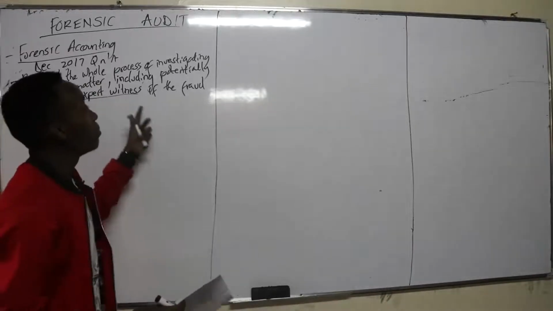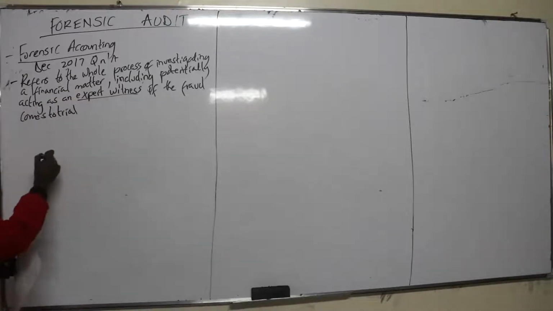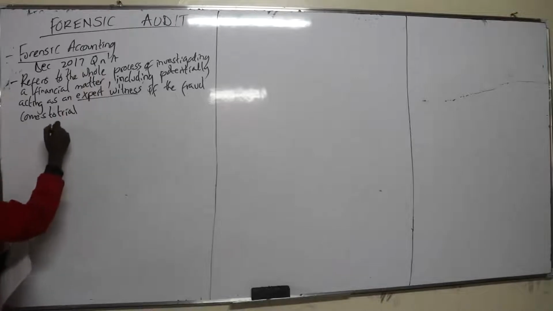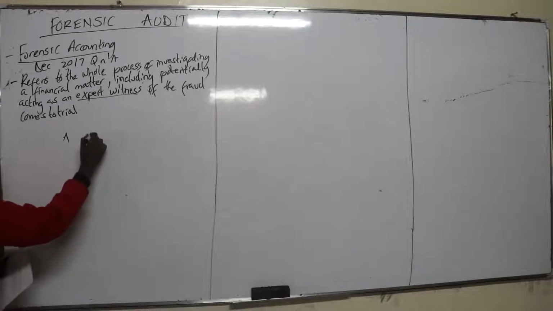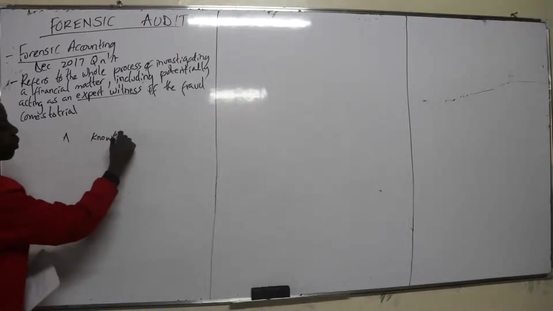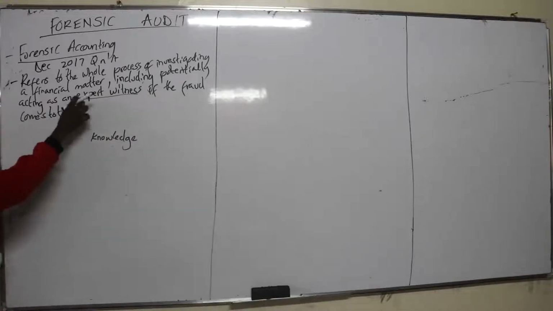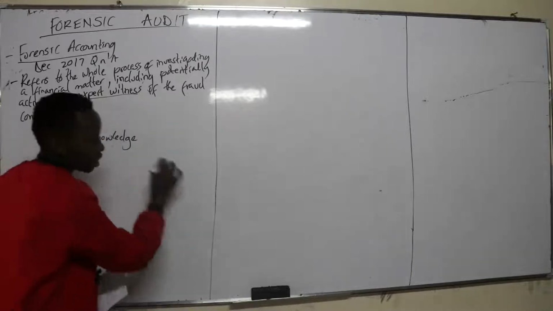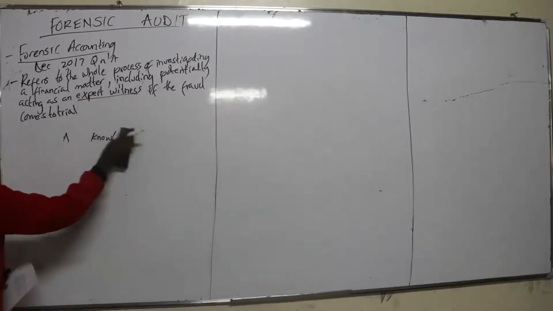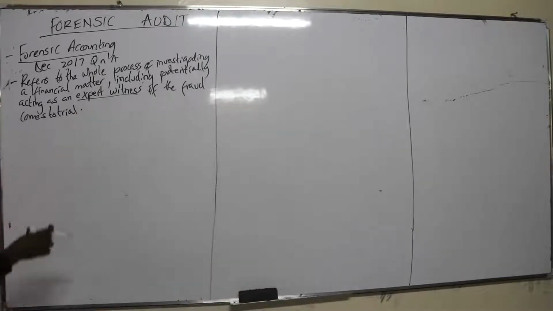Let me explain what an expert witness means. An expert witness is one in the field in which you are. For example, the auditor is in the accounting and auditing field, so the knowledge that you have helps you acquire evidence which can be used in the trial. He acts as an expert witness, having done the financial investigation that you call forensic accounting or forensic auditing. So what then do we define as forensic auditing?